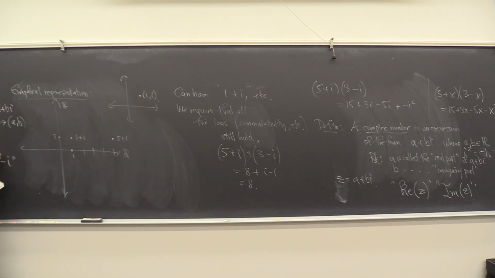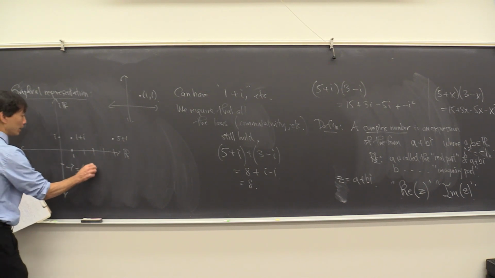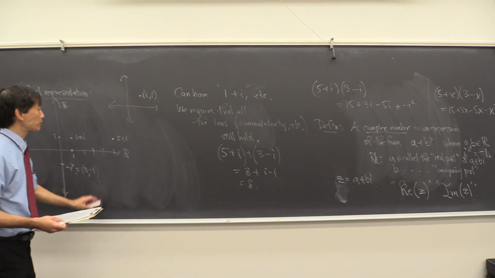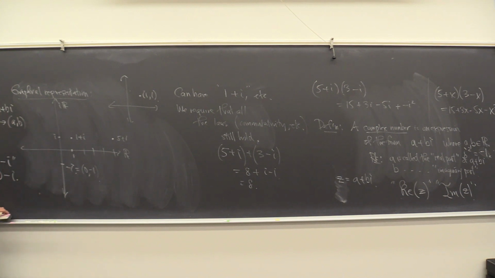So where would negative i be on this picture? Its real part is 0, right? And its imaginary part is -1, right? So it's going to be at 0 comma -1. So negative i is here. This is going to be 0 comma -1.